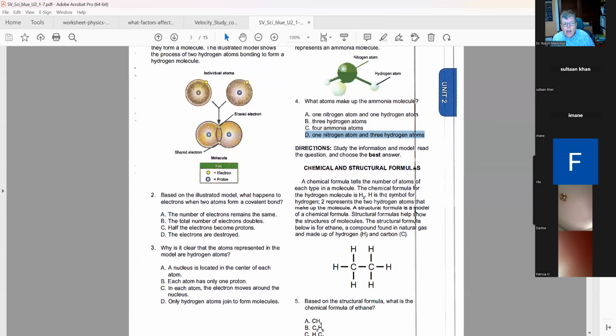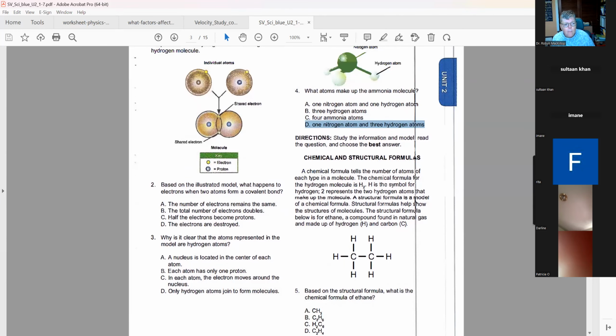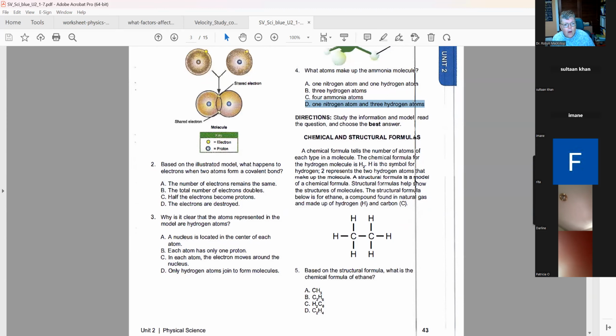All right, we saw this once or twice, where they did the chemical formula in letters. And again, I don't think we're going to need to read. Based on the structural formula, what is the chemical formula of ethane? So this is ethane, the one they give us. And they want us to tell them what it looks like in symbol form.